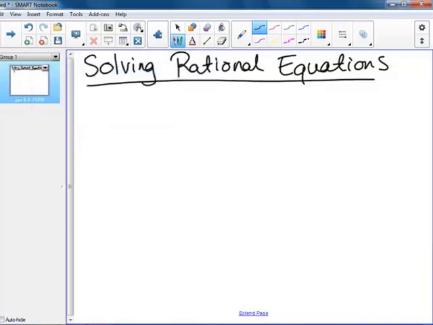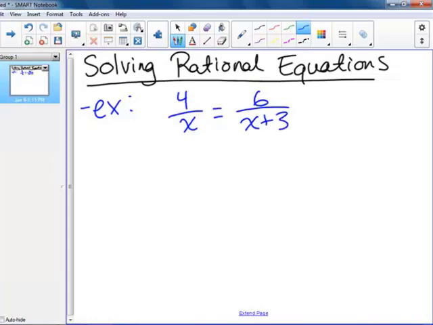So now with rational equations, instead of rational expressions where there's no equal sign, we're going to throw in an equal sign and solve. I'm going to start with one that hopefully we already know how to do. Let's say we have 4 over x, and that's a rational expression, but if we said that equal to 6 over x plus 3. Now, here is where we have just one rational expression equal to one rational expression, just one term on each side.